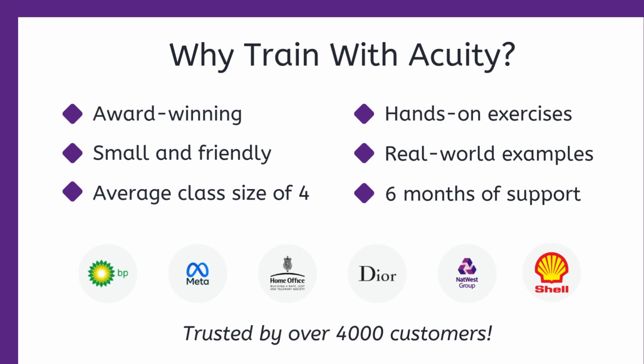So why train with us? Our Power Automate training is award-winning, small and friendly, with an average class size of just 4, so no one gets left behind. Every course is hands-on, built around practical exercises and real-world examples. It's CPD-certified and includes 6 months of post-course support, the longest.